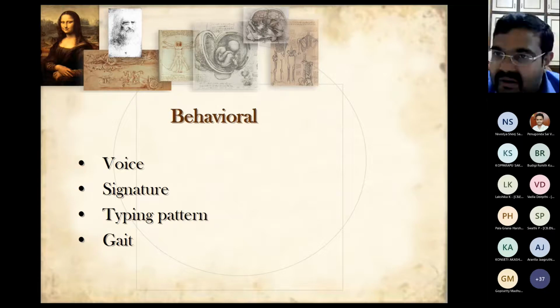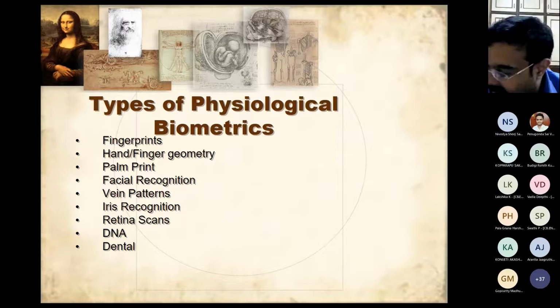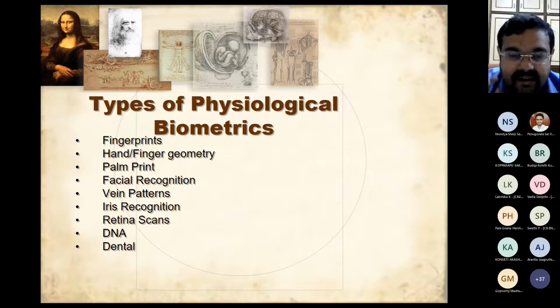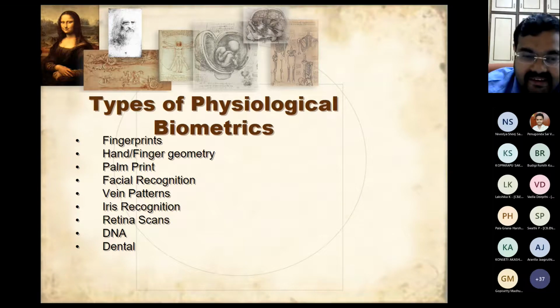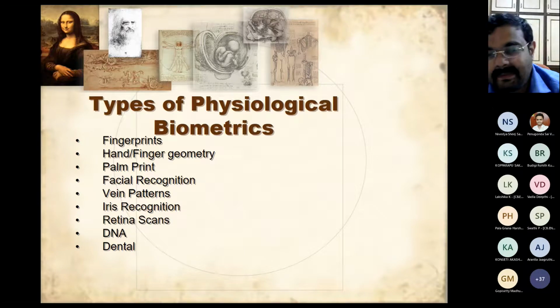But the fingerprint will not change much. The palm print will not change. The face will not change much. Even if you grow a beard, that is not going to change the dimensions of your face, the measurements of your face. Your venal patterns are not going to change. Iris is not going to change. Retina is not going to change. Even if you have short sight and put on spectacles, there will be very small variations only. It's not going to change much. And obviously DNA and dental will never change. So generally speaking, the physiological biometrics are much better.